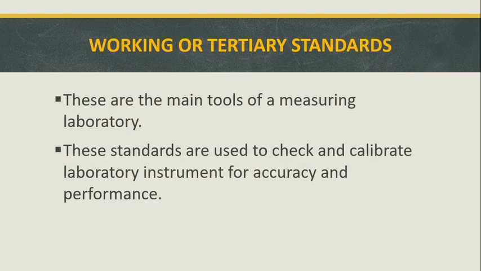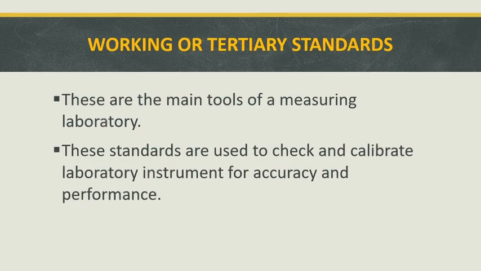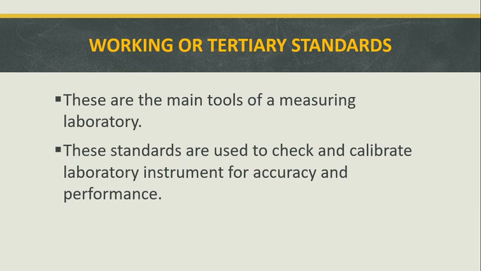And the last one is working or tertiary standards. These are the main tools of a measuring laboratory. These standards are used to check and calibrate laboratory instruments time to time for their accuracy and performance. For example, a plug gauge is used for checking the bore diameter of bearings. So these are the working or tertiary standards.